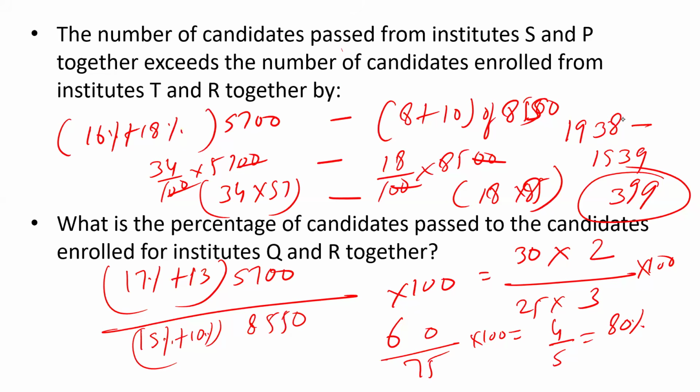Yeah, Manvita, it is not 18 to 85. I've made a calculation mistake. Actually, it is 5 now. So it is not 18 to 85, so the 100 cannot be cancelled. You need to simplify the question. After simplifying, you'll get 1938 and 1539.